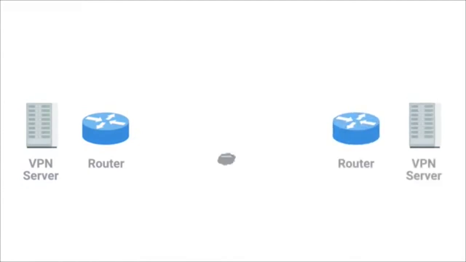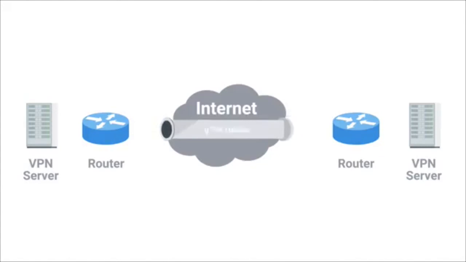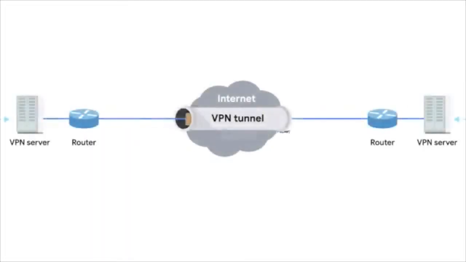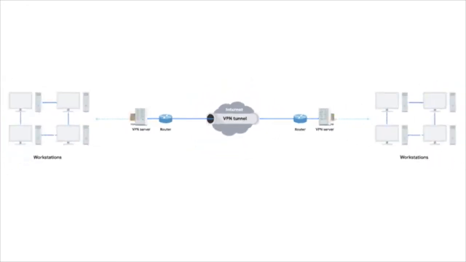VPNs can also be used to establish site-to-site connectivity. Conceptually, there isn't much difference between how this works compared to our remote employee situation. It's just that the router, or sometimes a specialized VPN device on one network, establishes the VPN tunnel to the router or VPN device on another network. This way, two physically separated offices might be able to act as one network and access network resources across the tunnel.